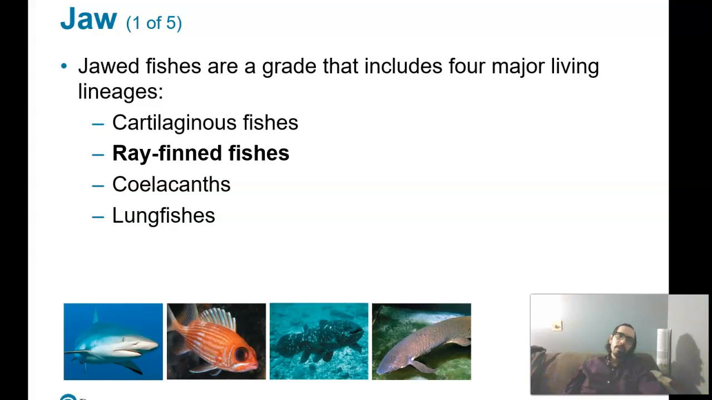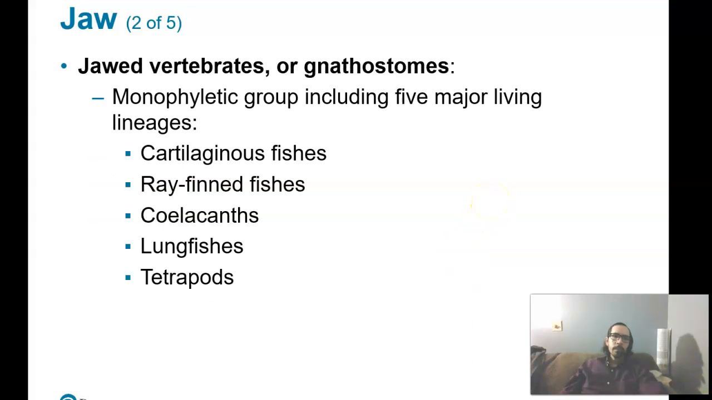So the jawed fishes are a grade that includes four major living lineages. There's the cartilaginous fishes, the ray fin fishes, coelacanths, and lungfishes. So jawed fishes or jawed vertebrates are also called the gnathostomes, and the jawless fishes are called agnatha, or they belong to the group Agnatha, meaning that they have no jaw.